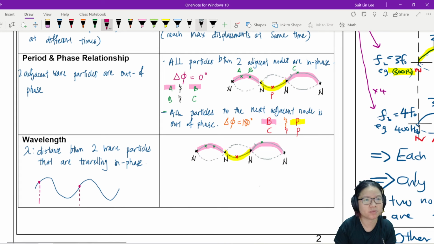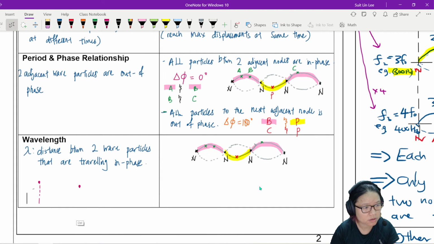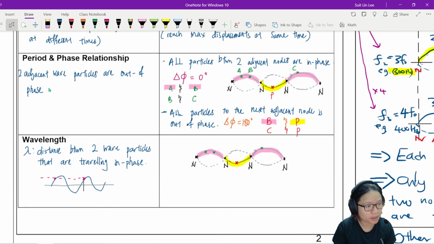Of course, it will be easier for you if I mark down the equilibrium position. Like that. Maybe this one is not that accurate. Something like this. The tablet is struggling. So here to here is lambda. I can take any two points as long as they are in phase.